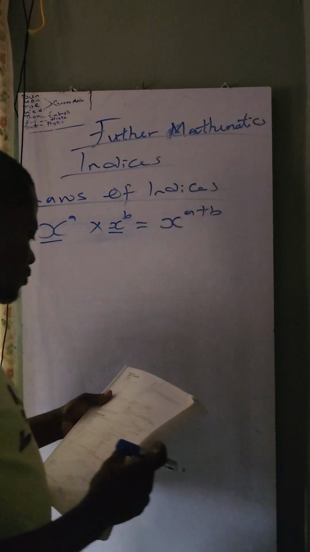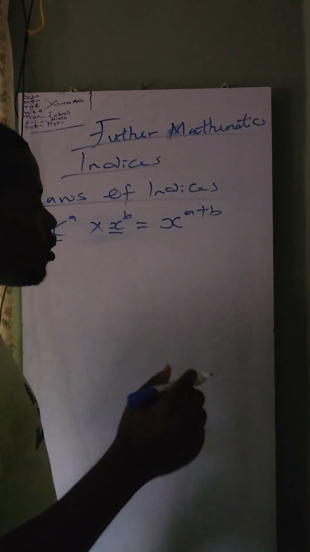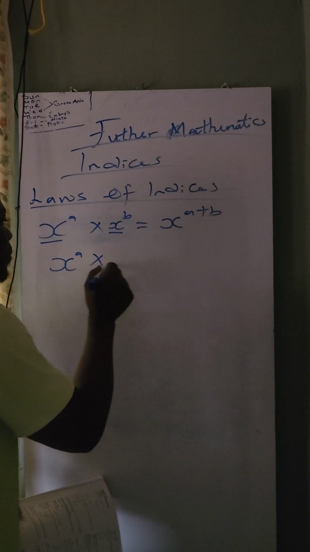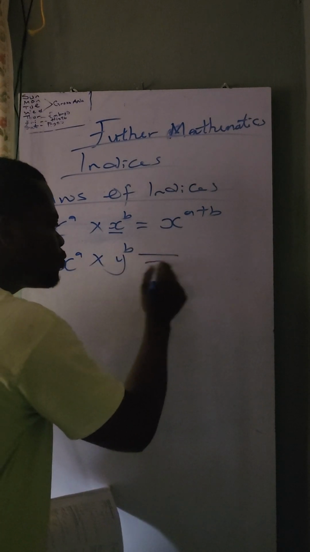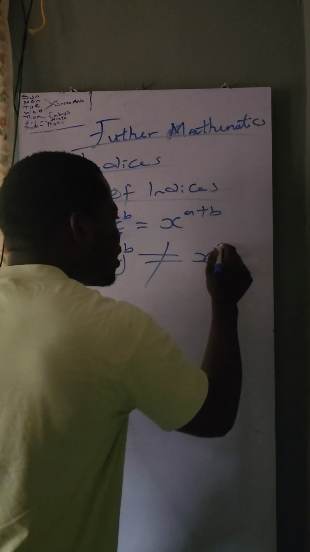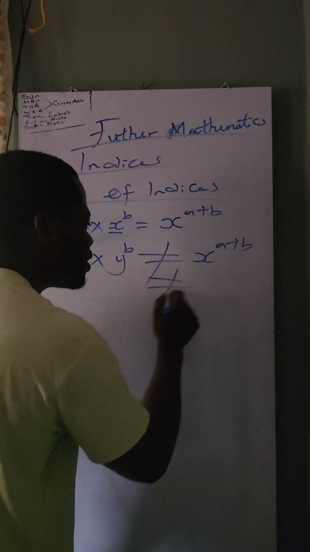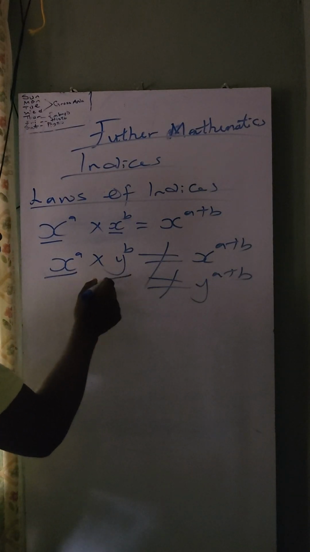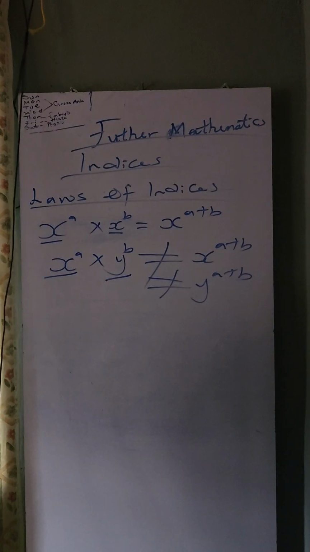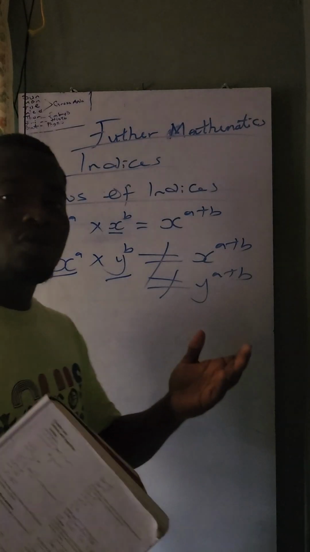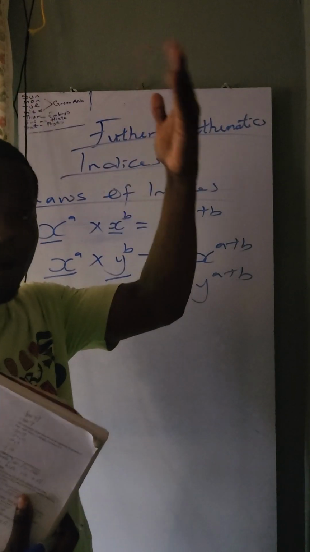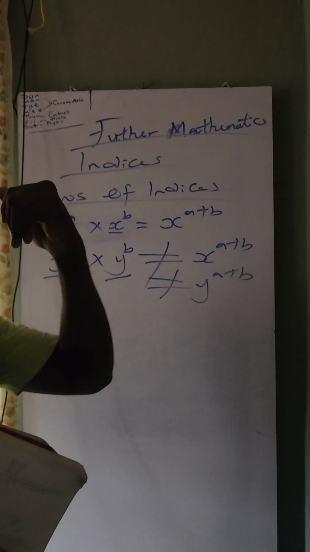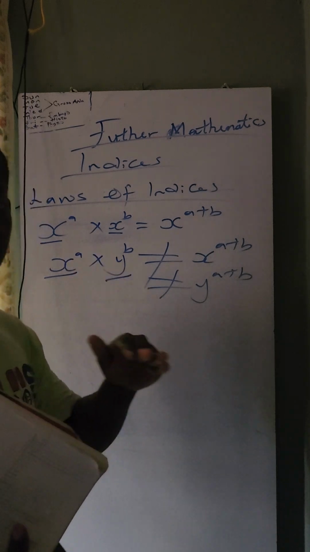But in a situation where you have x raised to power a multiplied by y raised to power b, it is wrong to say it is x raised to power a plus b, or y raised to power a plus b. Why is it wrong? Because we have different bases. Am I communicating? When the time comes, I'll talk about when we have the same power. There is also a law for when we have different bases but the same power. There is something we can do about that as well. But let's start from the basics as we are here.